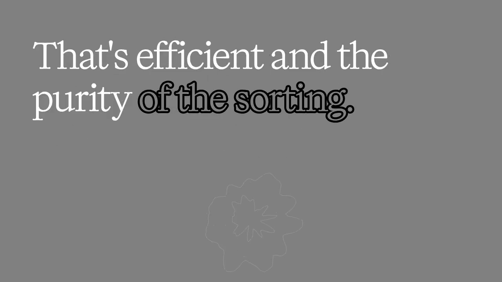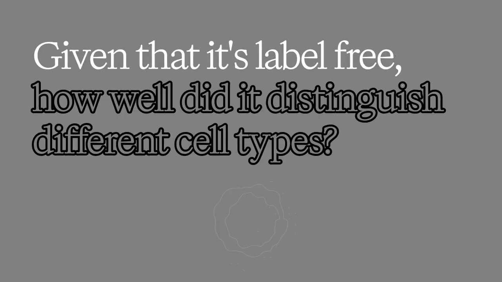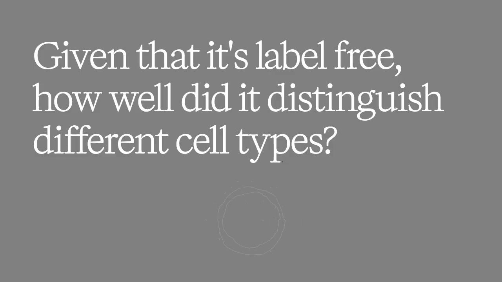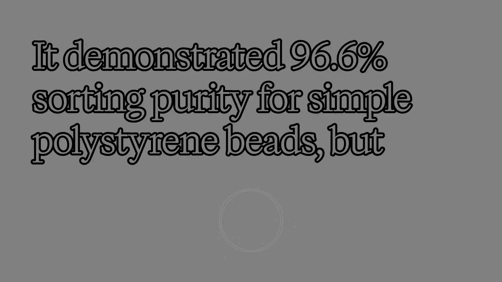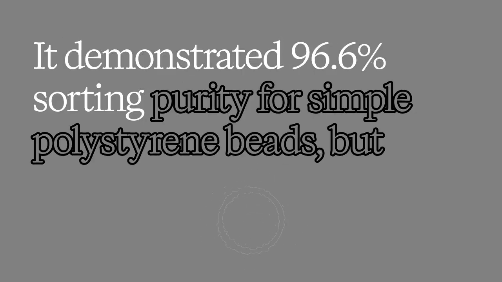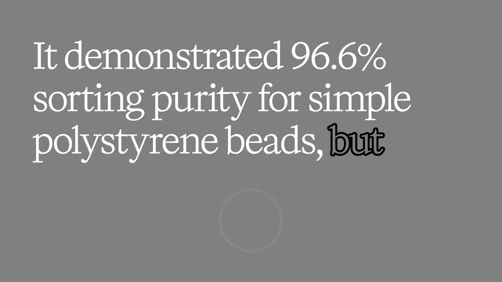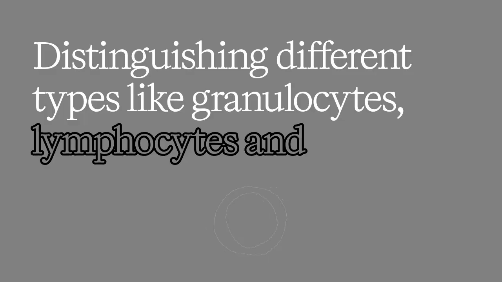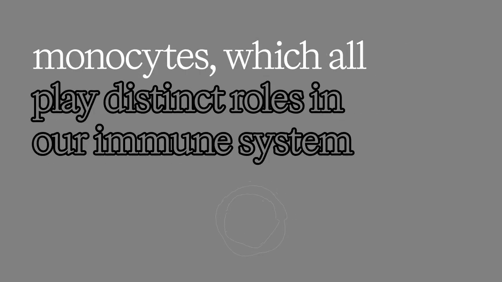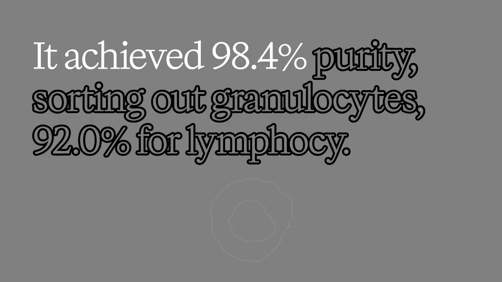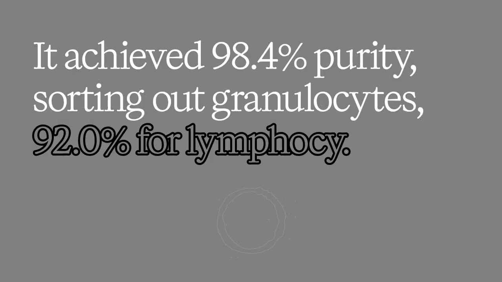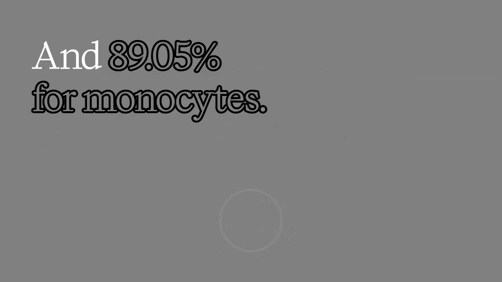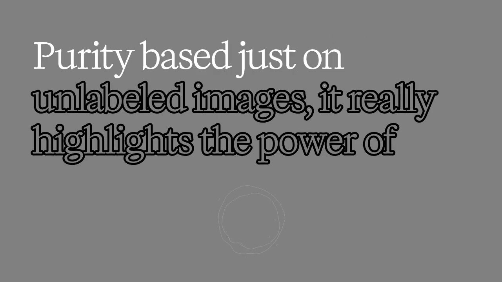That's efficient, and the purity of the sorting. Given that it's label-free, how well did it distinguish different cell types? The purity results were quite impressive. It demonstrated 96.6% sorting purity for simple polystyrene beads. But more significantly, for human white blood cells distinguishing different types like granulocytes, lymphocytes, and monocytes, which all play distinct roles in our immune system, based solely on their bright field images, it achieved 98.4% purity sorting out granulocytes, 92.0% for lymphocytes, and 89.05% for monocytes. That's really remarkable purity based just on unlabeled images.